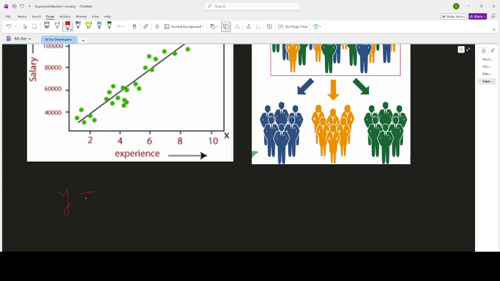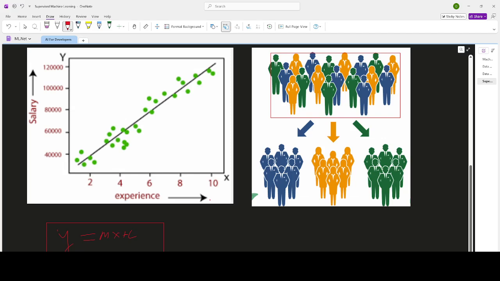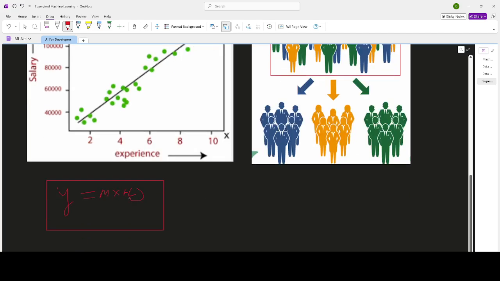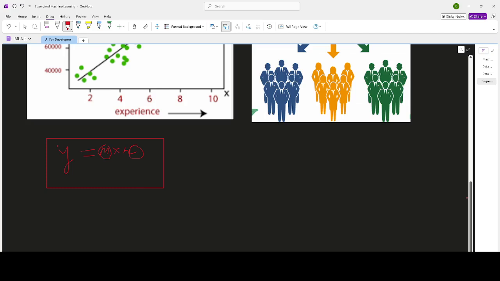Y is equal to mx plus c. This will be achieved through this formula, where y is the dependent variable, x is the independent variable, c is a coefficient, and m is the slope. This can be achieved using the least square method.